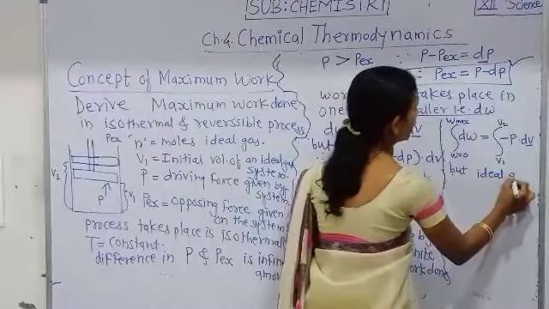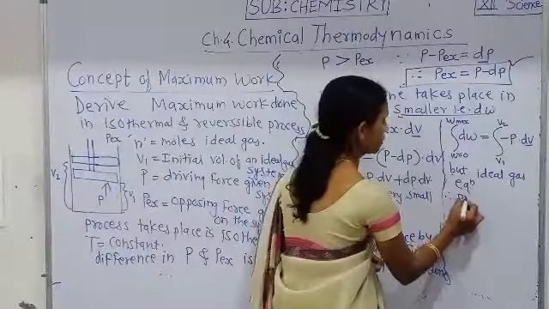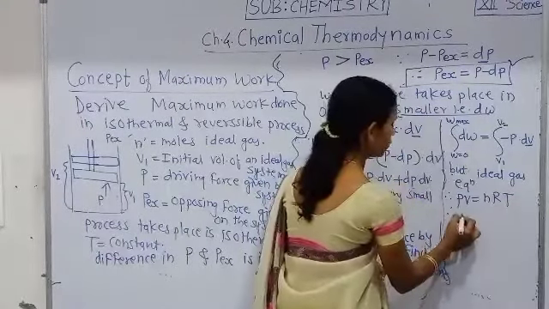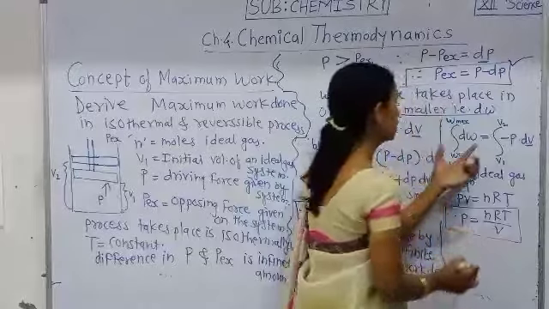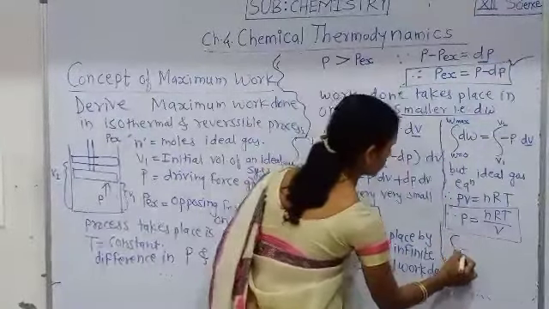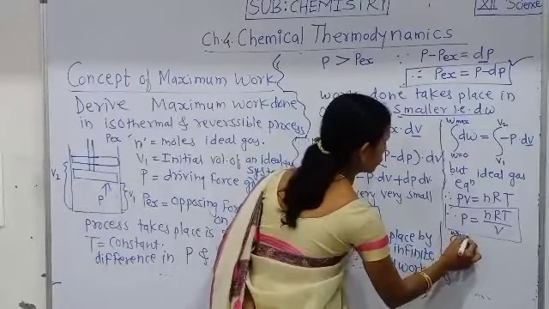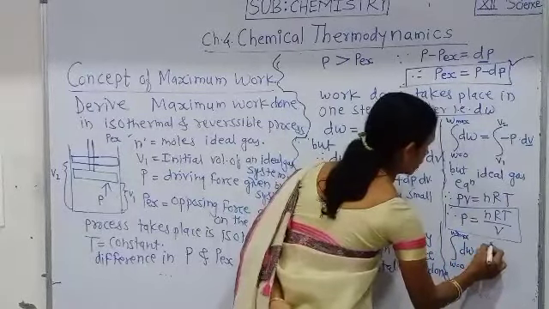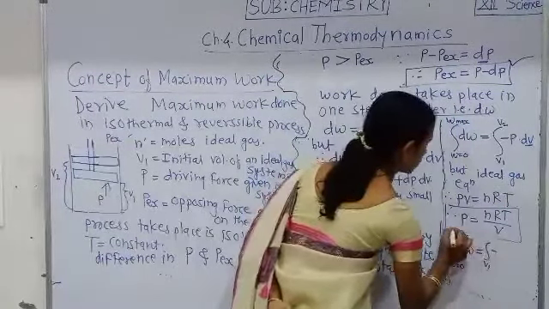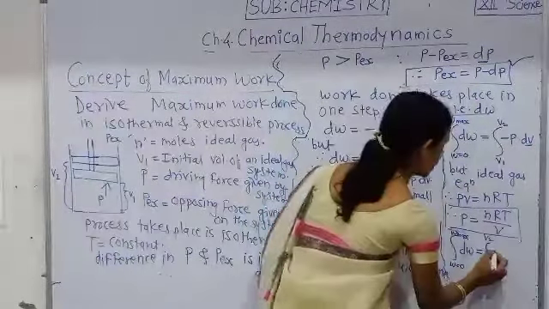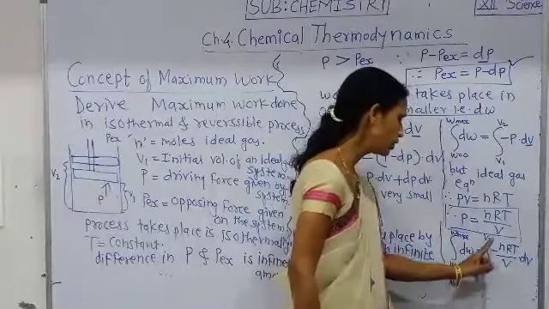But by the ideal gas equation, because there are n moles of an ideal gas enclosed in a cylinder, PV is equal to nRT, and therefore P is equal to nRT upon V. Putting the value of that P in this equation, we get the integration of dW equal to the integration of minus nRT upon V into dV between the limits V1 to V2.